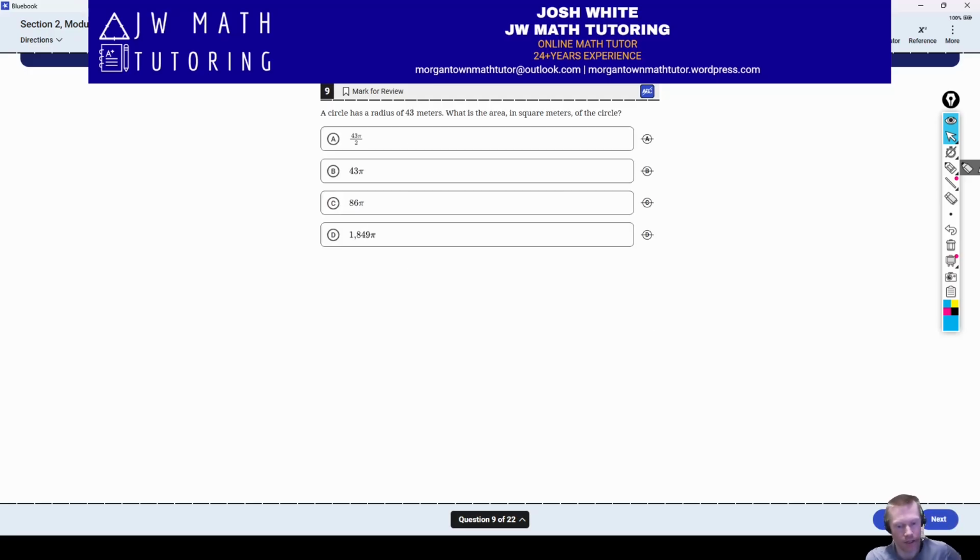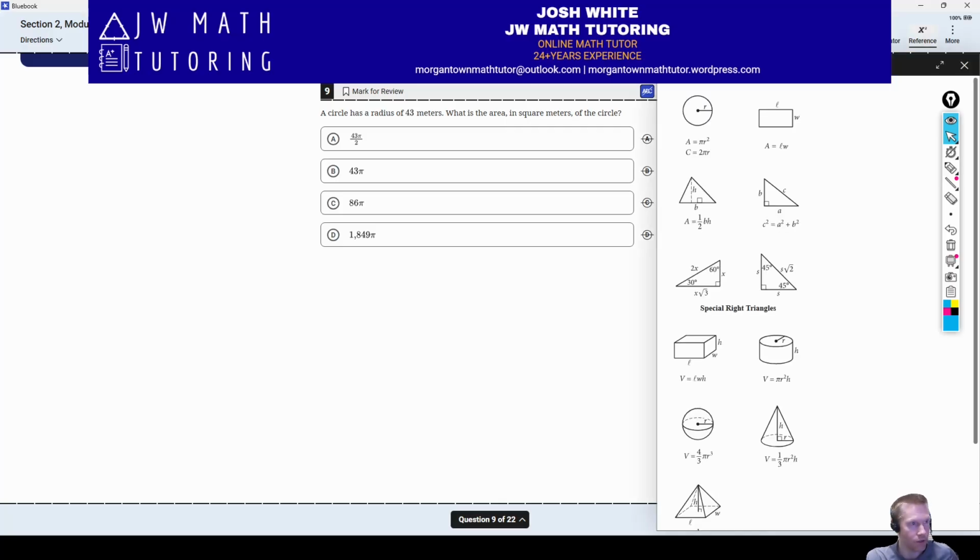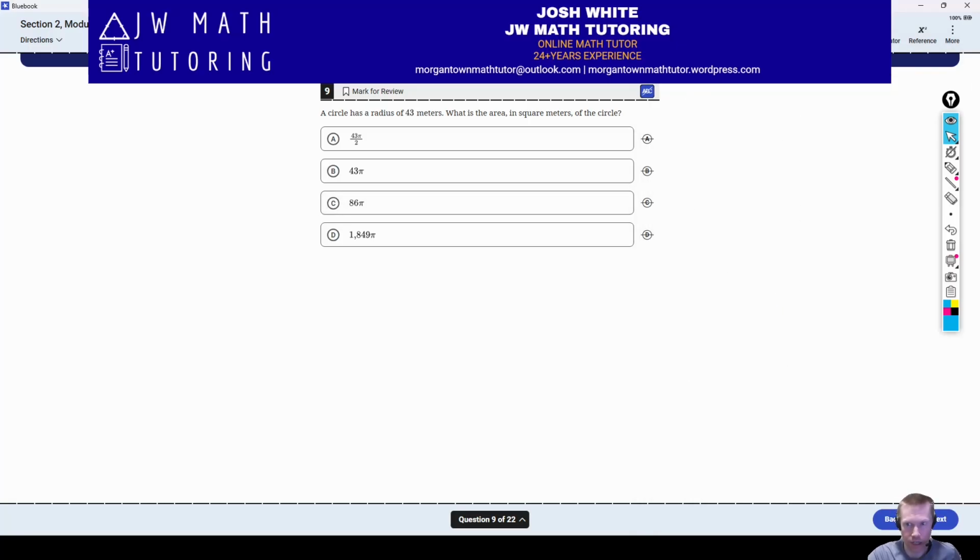Okay, question 10. They give you the radius of a circle. They want to know what the area is. One thing first, if you don't remember the formula, you can click on reference up here in the corner, and then the area of a circle is right here, pi r squared. Let's close that for right now. I mean, it's something good to have memorized, but just in case you don't.